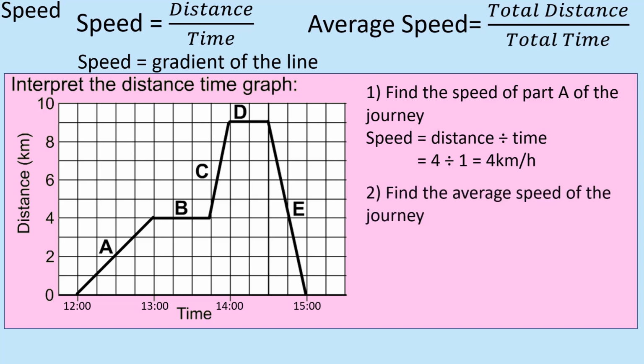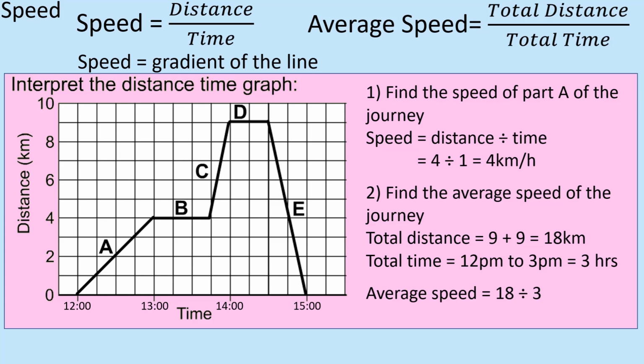Find the average speed of the journey. The average speed is the total distance. He's gone 9 upwards and 9 back down, so he's travelled 18 overall in terms of total distance, and he's done that in 3 hours. Yes, there's a time where the distance was 0, but because we're taking an average, we have to take this into consideration. So 18 kilometres in 3 hours, so the average speed is 6 kilometres per hour.